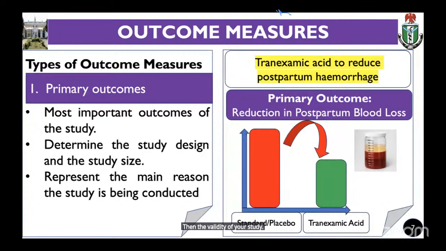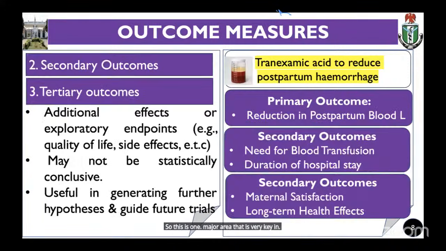You cannot generalize even your research findings. So this is one major area that is very key in research. Then let's take a look at the secondary outcomes and tertiary outcomes. Often these are additional effects of the study, but they may not relate directly to the area of study by the candidate.